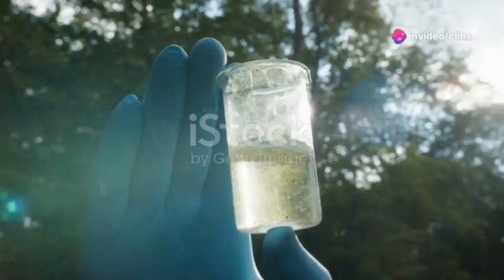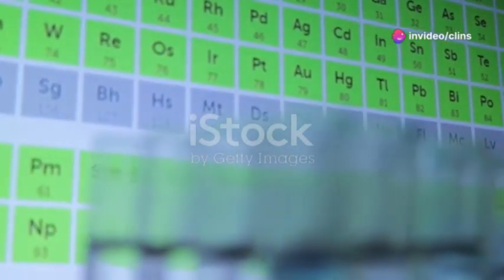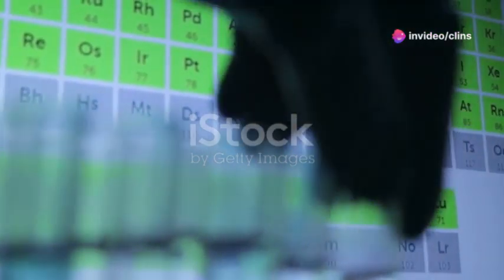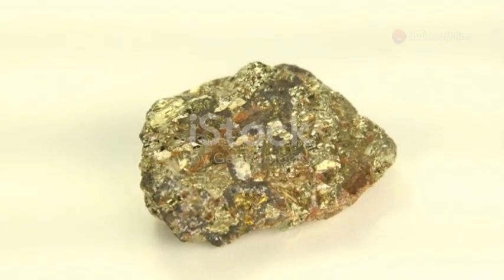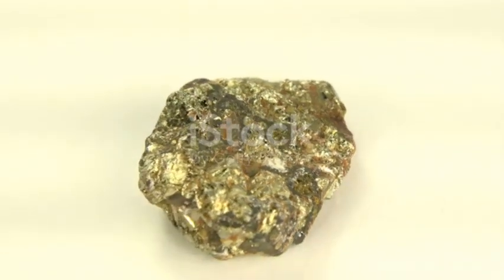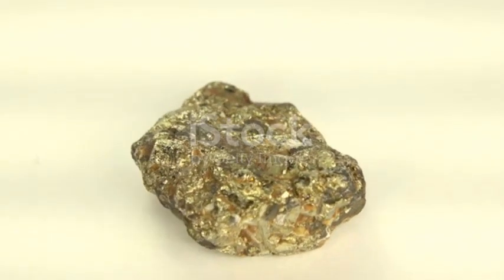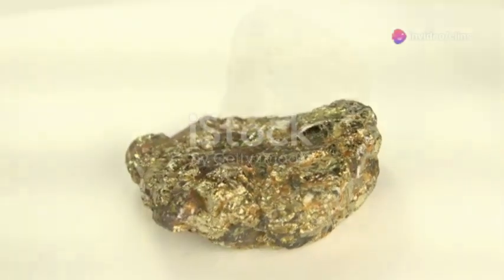Fundamentals of environmental chemistry. Classification of elements. Elements are classified based on their properties into several categories. Metals are good conductors of heat and electricity, malleable, ductile, and have high melting points. For example, iron and copper.